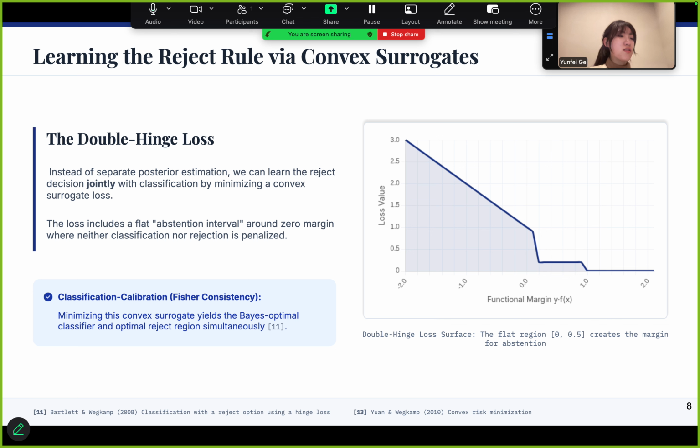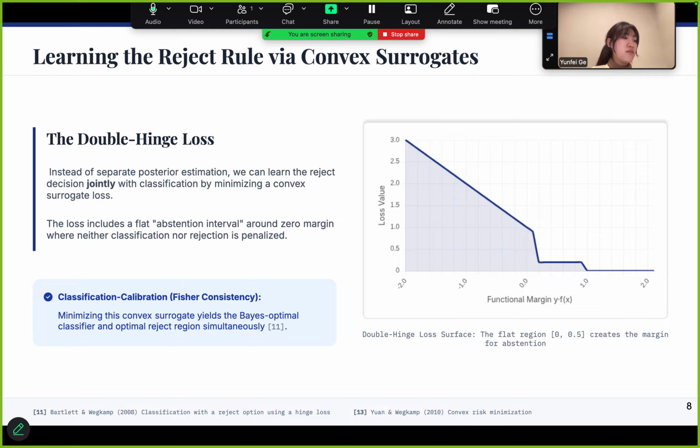Chow's rule assumes you have the true posteriors. In practice, you estimate them, and estimation errors flow directly into rejection errors. So Bartlett and Wegkamp in 2008 asked, can we learn the reject rule jointly with the classifier using a convex surrogate loss? The answer is yes, and the tool is double hinge loss.